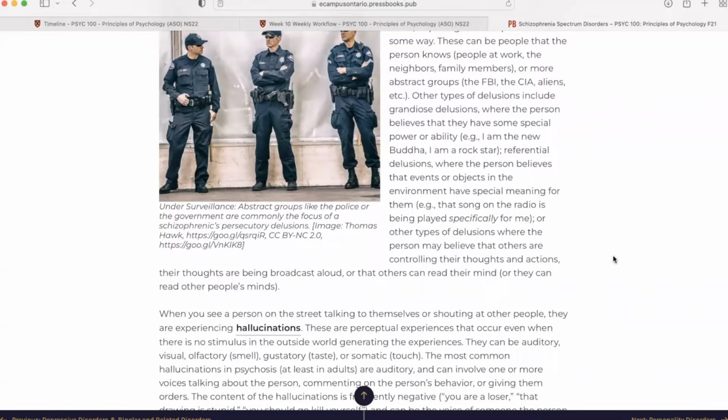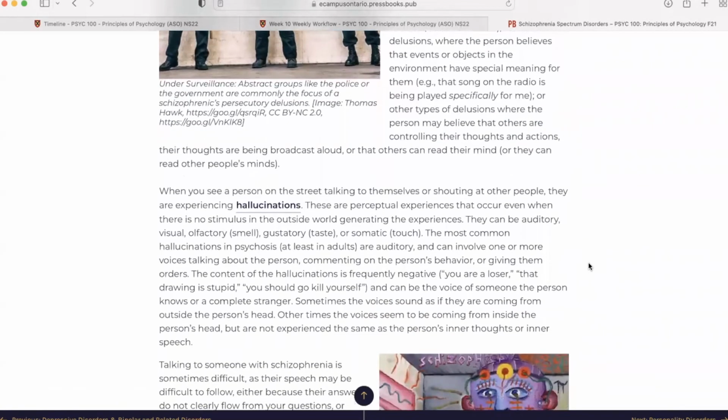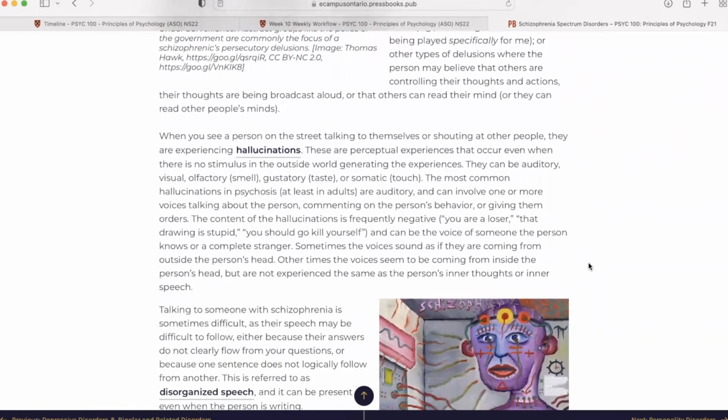Or other types of delusions, where the person may believe that others are controlling their thoughts and actions, their thoughts are being broadcast aloud, or that others can read their mind, or that they can read other people's minds. When you see a person on the street talking to themselves or shouting at other people, they are experiencing hallucinations. These are perceptual experiences that occur even when there is no stimulus in the outside world generating the experiences.